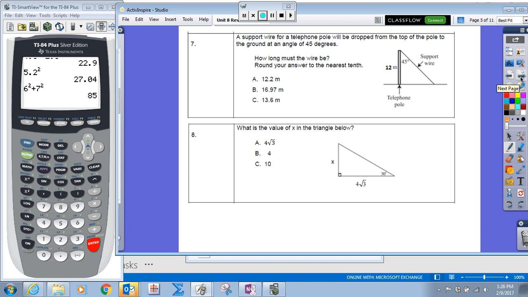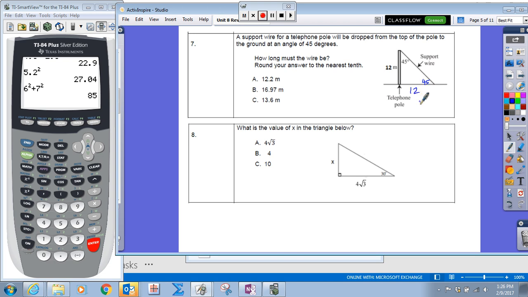Number 7 says a support wire for a telephone pole will be dropped from the top of the pole to the ground at an angle of 45 degrees. How long must the wire be? 9 meters would be nearest 10. Okay, so we know that this is a 45, 45. We have one side, so we know the other side is 12.